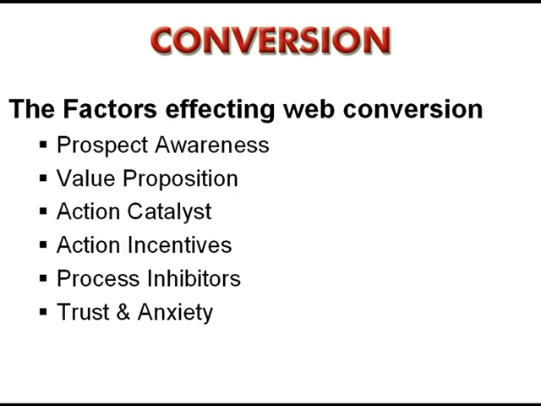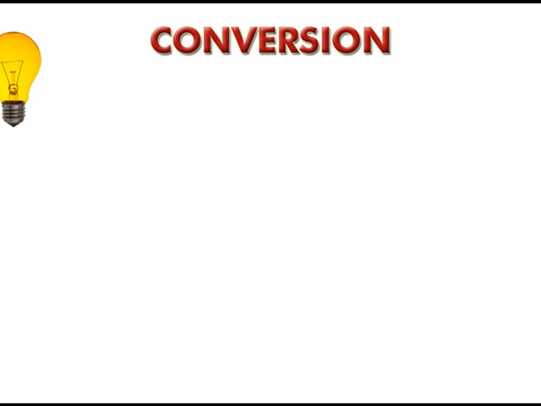So here, these are the pieces we're going to talk about. We've got prospect awareness, the value proposition, the action catalyst, the action incentives, the process inhibitors, and then trust and anxiety. And the last two there, the process inhibitors and trust and anxiety, these are elements that are largely, in essence, negative. And so we have to figure out ways to combat them and create a positive environment around them. So the first one we're going to look at here is the levels of awareness.